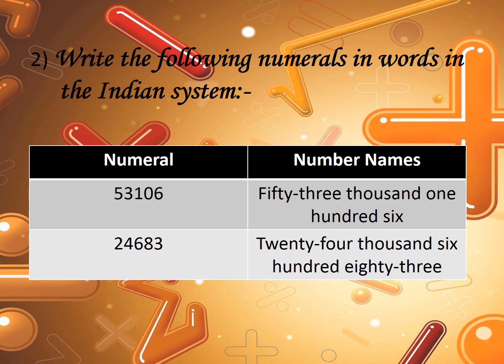Question number 2. Write the following numerals in words in the Indian system. Here in the left side of the column, the numeral has been given, and in the right side of the column, the number names have been given. Numeral is 5316. So you would be writing in words, that is 53,106. Next one is 24683. 24,683.